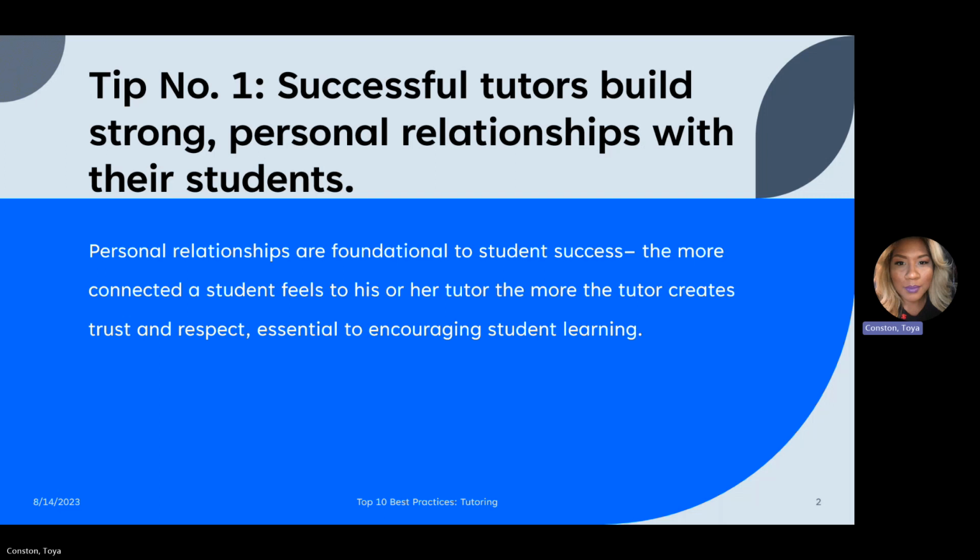For tip number one, successful tutors build strong personal relationships with their students. Personal relationships are foundational to student success. The more connected a student feels to his or her tutor, the more the tutor creates trust and respect. This is essential to encouraging student learning. As part of being a tutor with the ACES Institute, one of your jobs is going to be to foster that personal relationship with your student learner.